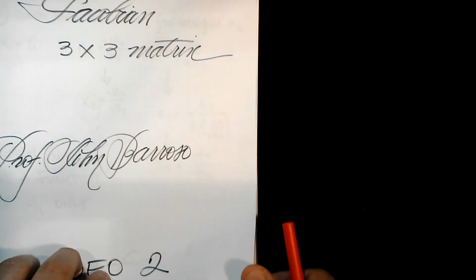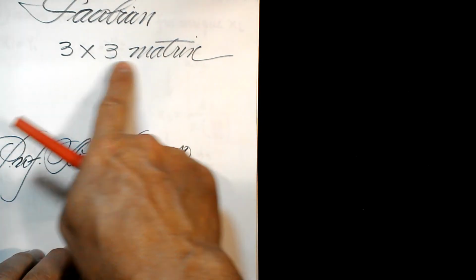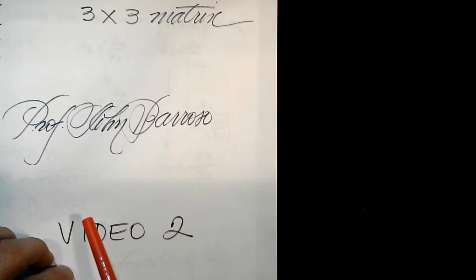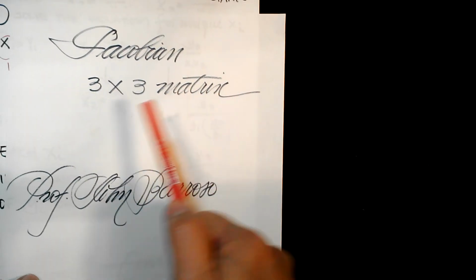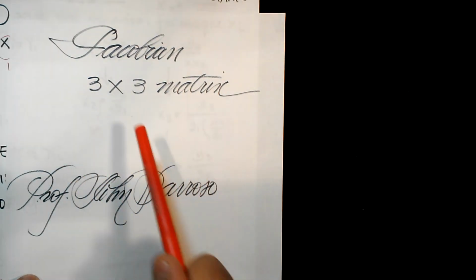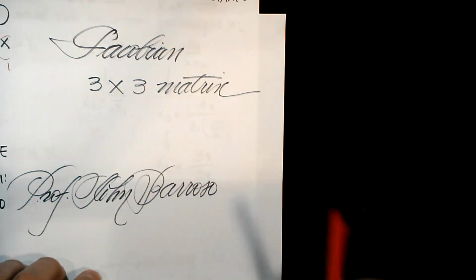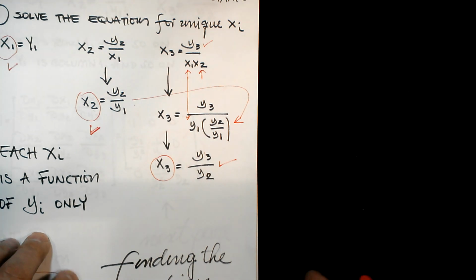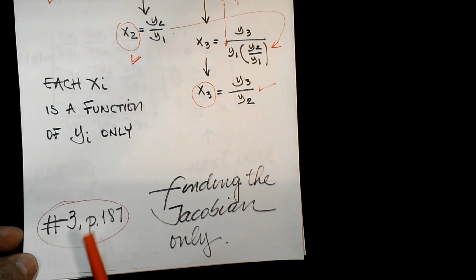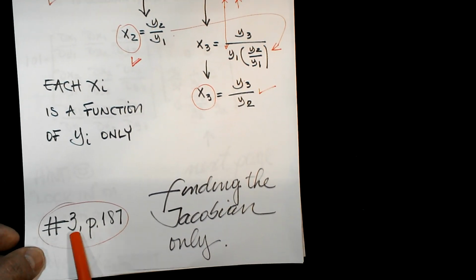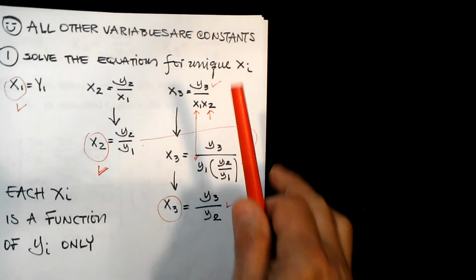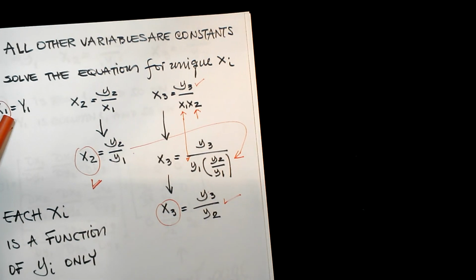This is the Jacobian. We're going to be doing a 3x3 matrix, and this is video 2. Make sure you watch video 1 for an introduction, as well as working on a 2x2 matrix before you start a 3x3 matrix. In the book, we have problem number 3, page 187. The problem is given here.